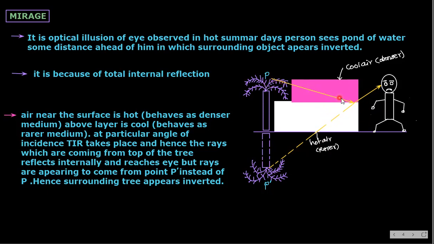So whatever sunlight or light rays are coming here from the denser to the rarer interface, at a particular angle they will reflect back. You know what the condition is? When the angle of incidence is greater than the critical angle, then these rays will enter into the eye. So what will this person feel? The person will feel that these rays are coming from here, and that's how the image of this object is formed. Understand? That's why the surrounding objects appear inverted, and that's why this person will feel that the rays are not coming from this point, but they are coming from P dash.